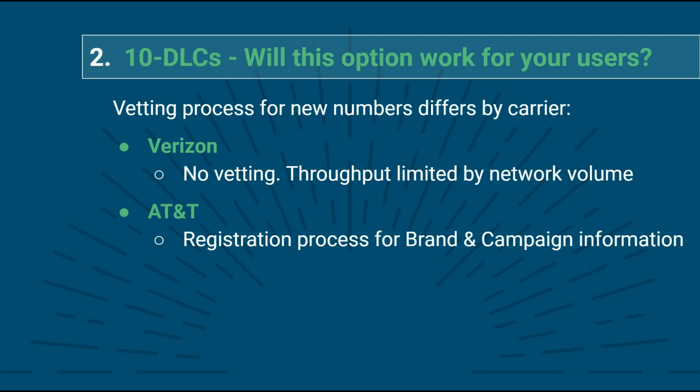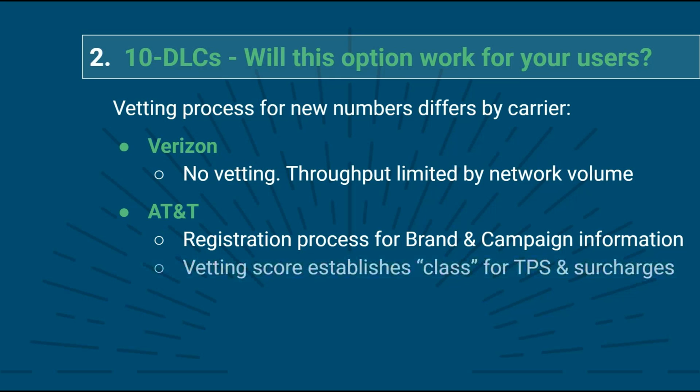AT&T, on the other hand, is going to have a registration process where they're going to capture the brand and the campaign information. So when you go to register a new account, that information is going to be passed through to AT&T or to the upstream aggregator as part of the vetting process, and that will in turn establish a vetting score, which will determine the class of your messaging, and as a result, the text per second and any surcharges. So based on AT&T's initial guidance on 10DLC messaging, they will establish a class for the type of messaging that you're going to be conducting, whether it's marketing, non-marketing, transactional, non-transactional, and that class will determine not only your text per second, but also any carrier surcharges that are applicable. And those carrier surcharges will vary depending on the class.